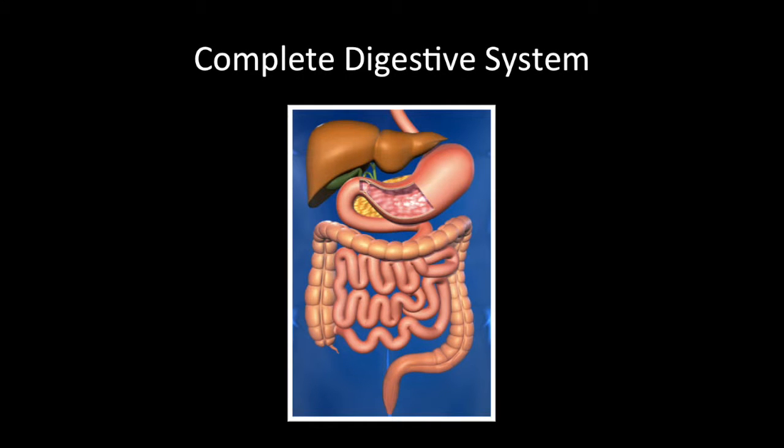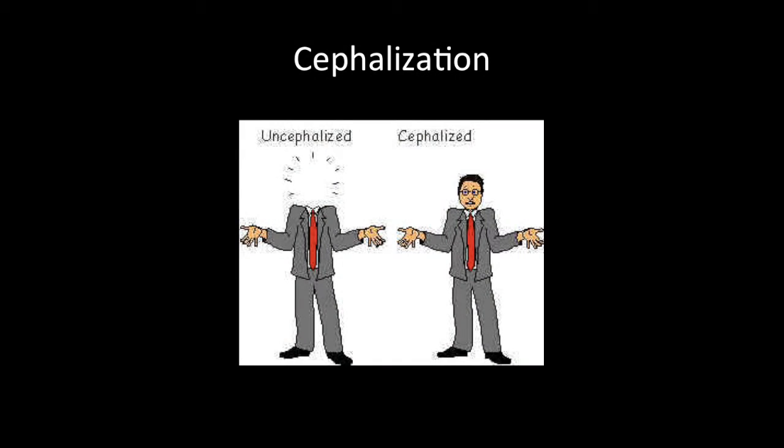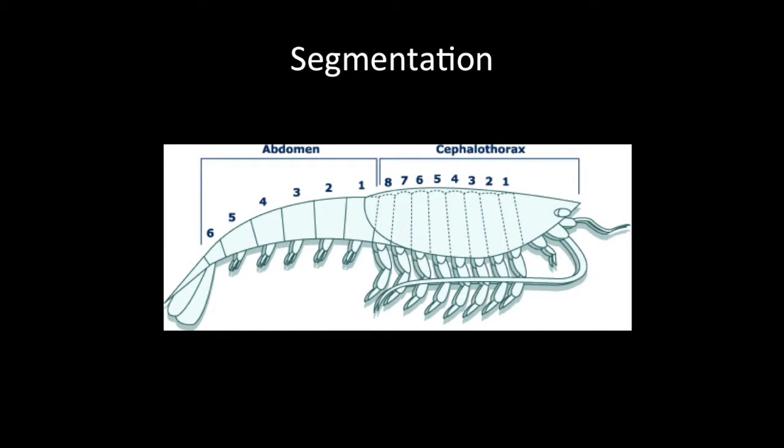A complete digestive system entails that the organism undergoes chemical reactions within their bodies to digest food. Cephalization means that the organism has a head region where all the senses are centralized. Segmentation is repetition of identical segments, including internal and external organs.